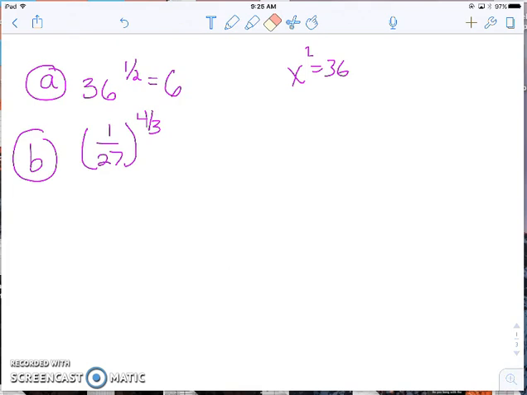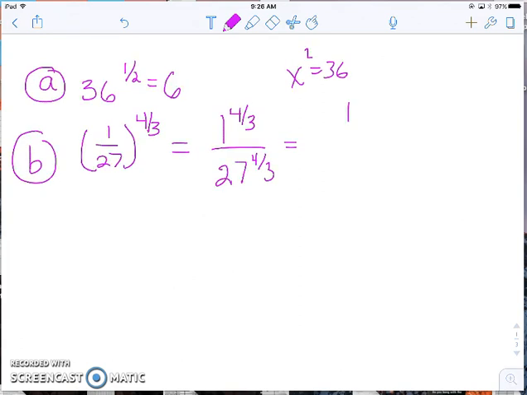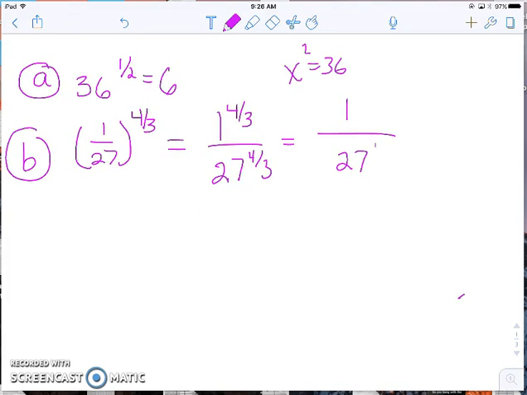So we know from yesterday that this is 1 to the 4/3 over 27 to the 4/3. Well, 1 to any power is just 1, but we can separate this out into 27 to the 1/3 to the 4th power. So to figure out this inside, what number cubed gives us 27? Well, that's 3. So 1 over 3 to the 4th, which we know is 81.